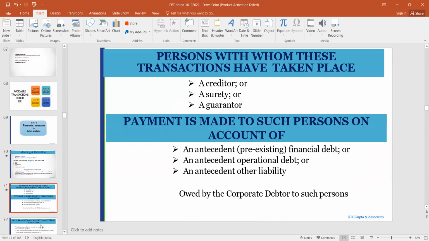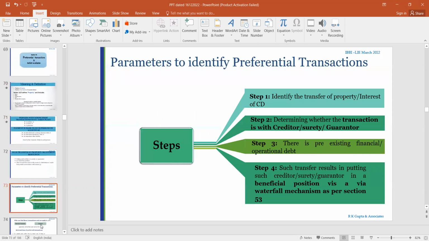And who will be the beneficiary? Creditor, surety or guarantor. So what you have to see? First of all, you have to identify the transfer of property or interest if you want to term a particular transaction as preferential transaction. So definitely you have to convince the adjudicating authority that, my lord, this was the property or this was the interest which was transferred. Then you have to determine whether the transaction is with creditor, surety or guarantor. That also you have to identify.